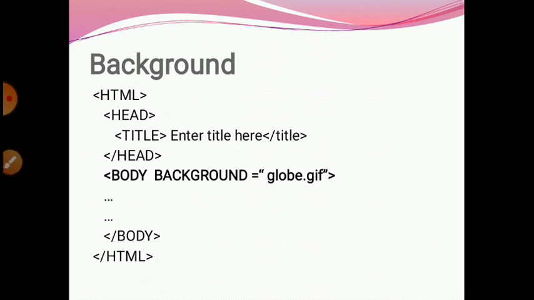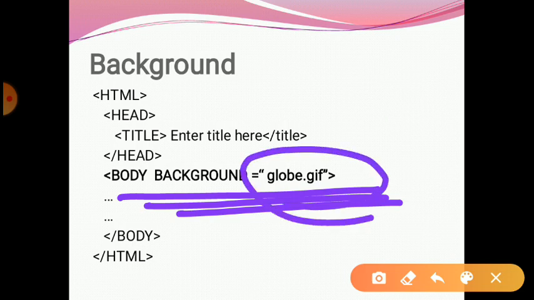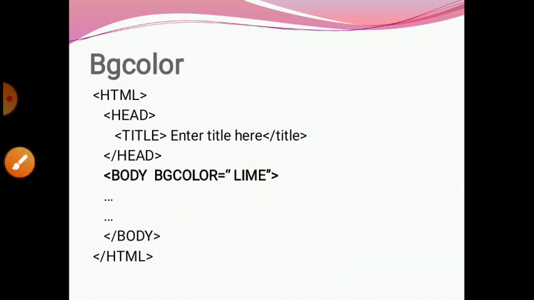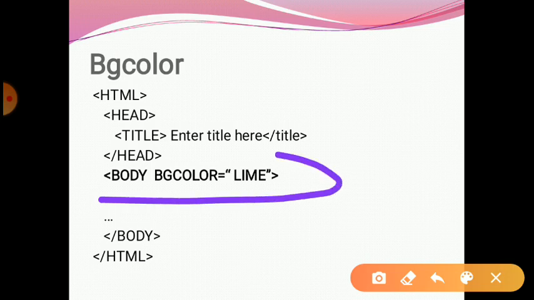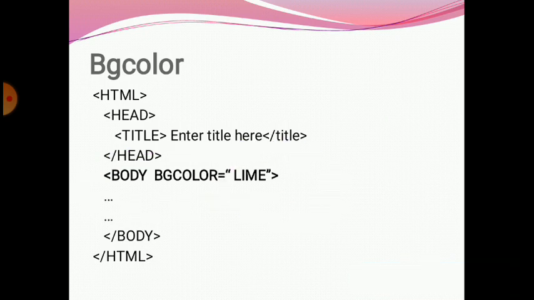Then background. If I want to give any image as a background, we must write background equal to, inside the double quotation, the address of our file. Okay, and bgcolor: for bgcolor we use body, then bgcolor equal to, and here we give the name of the color, and our web page changes according to that. Okay, thank you dear students.